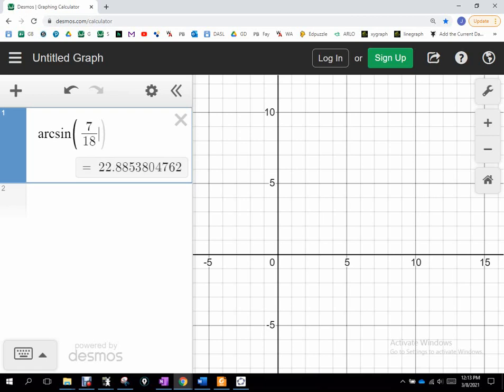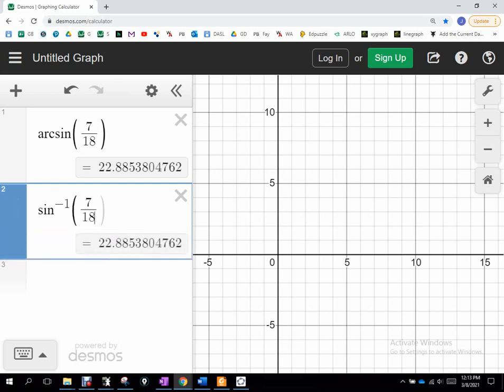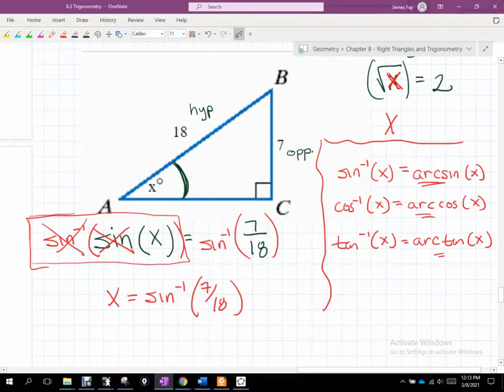So you can see there, that's a little bit easier than typing sine and then shift caret -1. And then I've got to hit the directional key to get down to there, and then take 7 divided by 18, get the same thing. This is just quicker when I type in arc sine, arc cosine, arc tangent. Is that okay? So, let's do the next one.